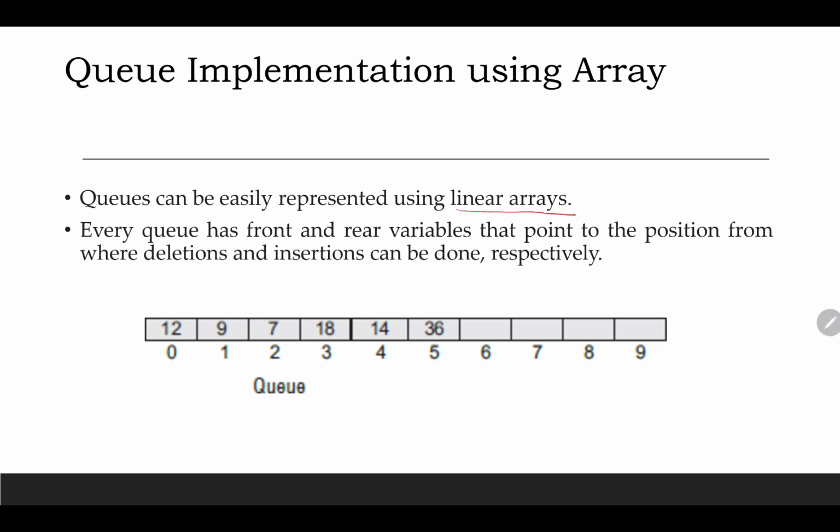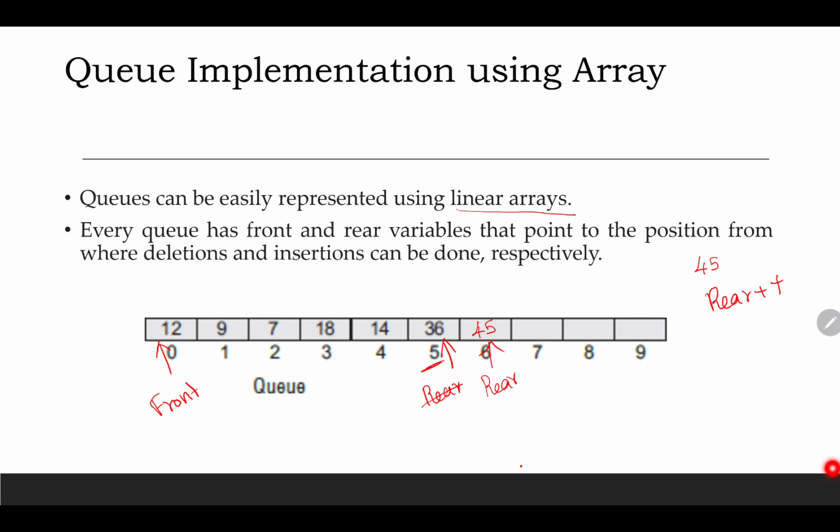Here the insertion and deletion are done in two positions. Deletion is done in the front position, and insertion is done in the rear position. For example, if you want to insert the element 45, we have to increment the rear value. Here the rear value is 5, so we increment the rear value, so 6 is the rear position, and we do the insertion.